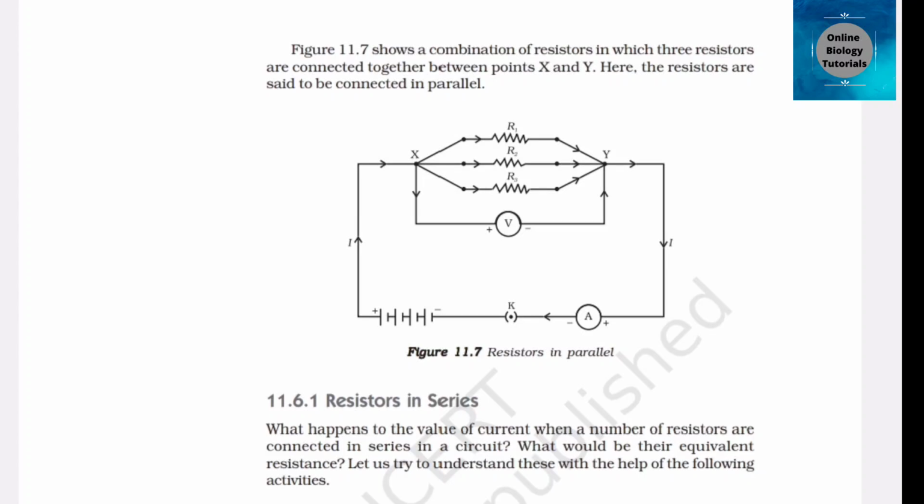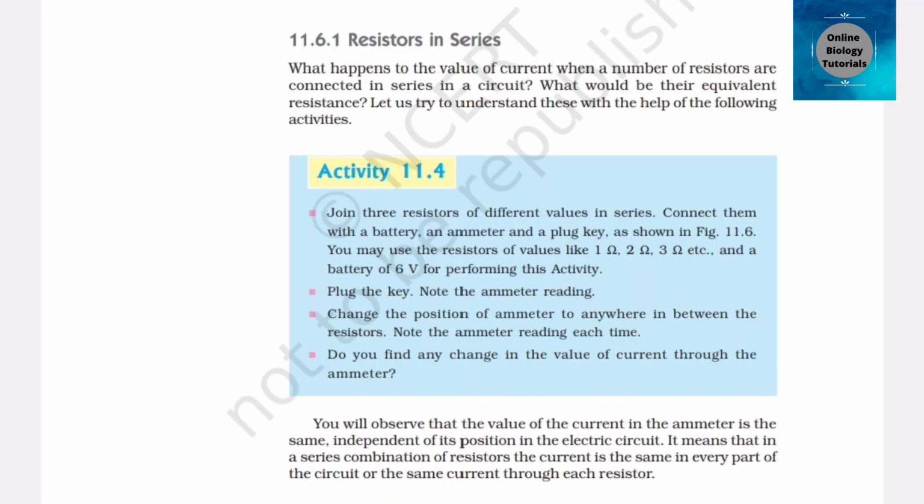What would be their equivalent resistance? Let us try to understand these with the help of the following activities. Activity 11.4. Join three resistors of different values in series. Connect them with a battery, an ammeter and a plug key, as shown in figure 11.6. You may use resistors of values like 1 ohm, 2 ohm, 3 ohm, etc., and a battery of 6V for performing this activity.